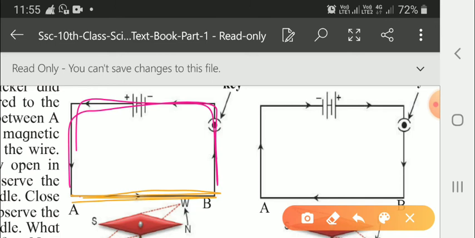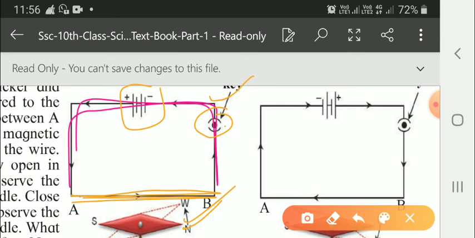We have to keep a magnetic needle here. This is the magnetic needle kept here, and we have to plug the key, but before plugging the key, we have to see the direction of the magnetic needle. Then after plugging the key, we have to see the direction of the magnetic needle, and we have to write down all observations. This is about the first diagram. Here you can see, children, this is the cell, this part is the key, and this is the magnetic needle.